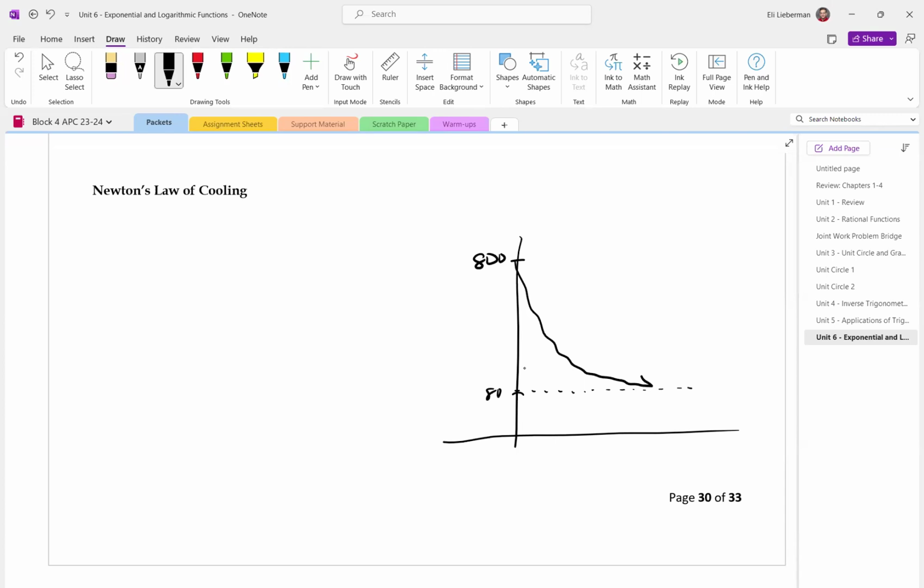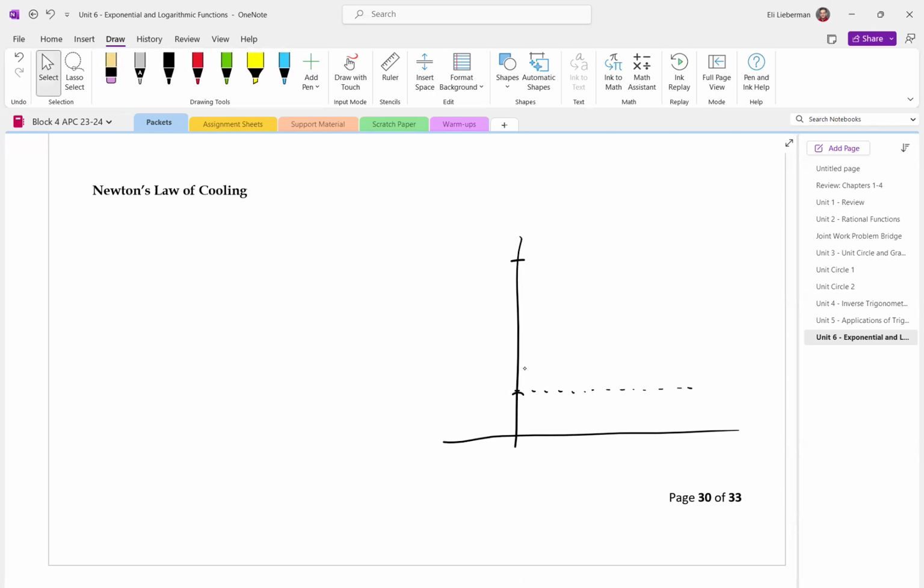It could be. Depends on when you eat it. I think honestly, if you let it sit long enough, it probably will be room temperature, but mathematically speaking, this is just a model, it will never actually be there. So this is called Newton's law of cooling. And now if you want to start writing, you may.